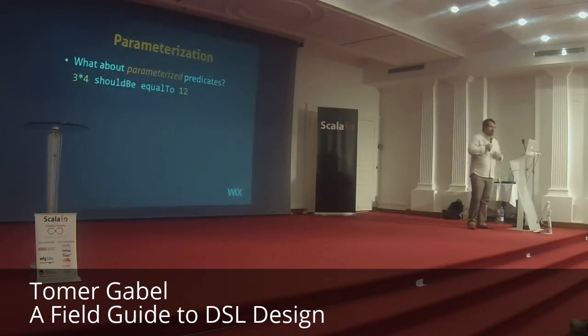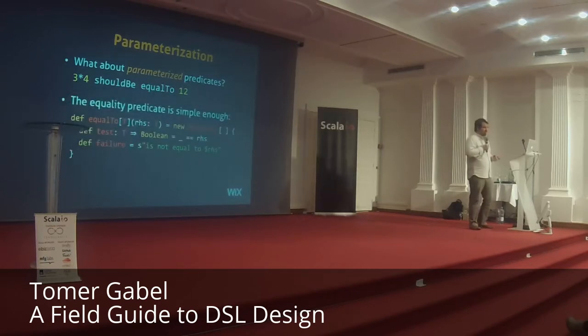Okay, so we have certain predicates that are parameterized. Things like equal to, or starts with, or whatever. They take parameters. So we would like to have this expression 3 times 4 should be equal to 12. The equality predicate is actually really, really easy to implement.